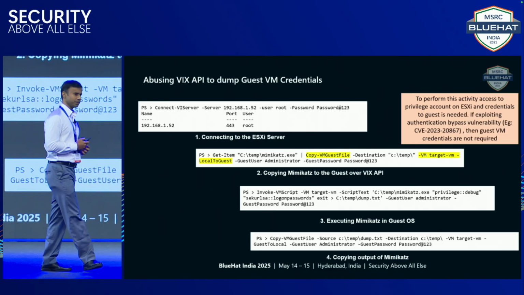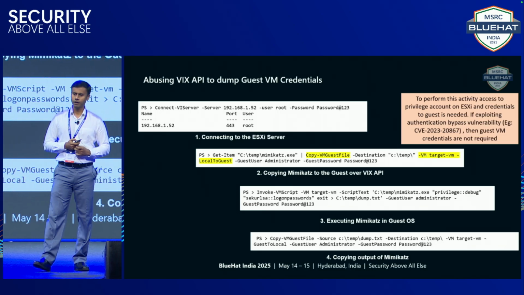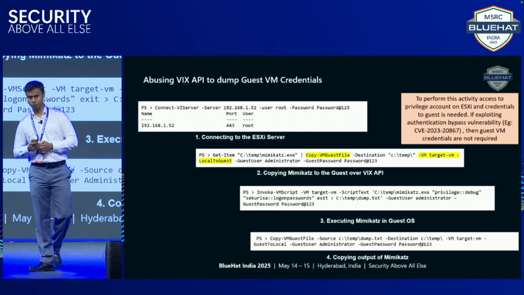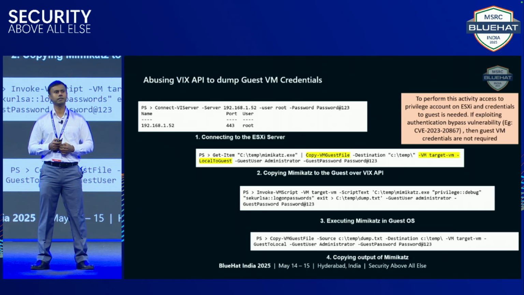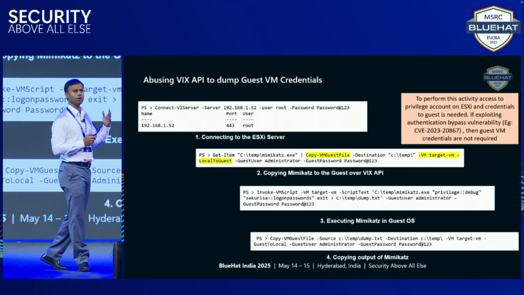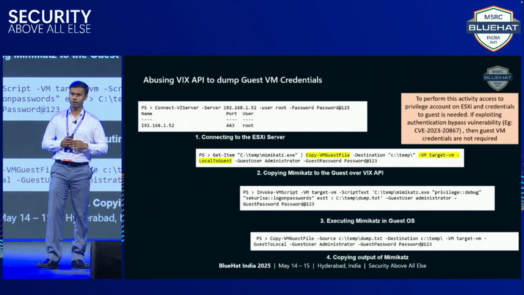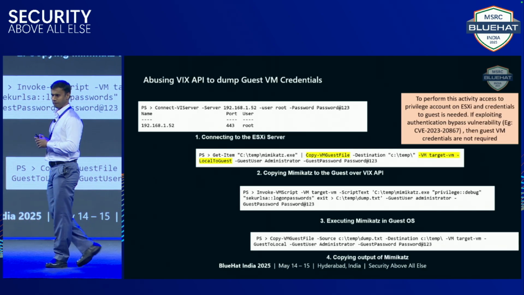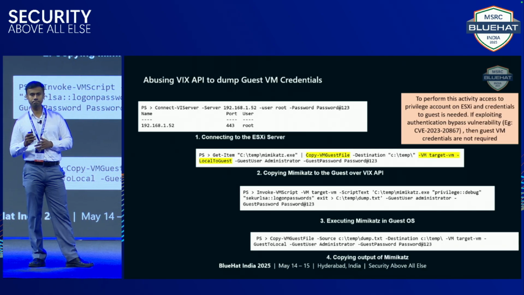UNC3886 actors exploited CVE-2023-20867. That's an authentication bypass vulnerability. They were able to perform various operations without authenticating to the guest VM. This is one among the stealthy techniques we have observed in the VMware ecosystem.